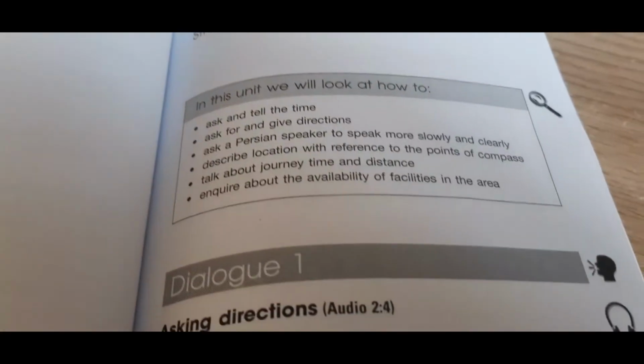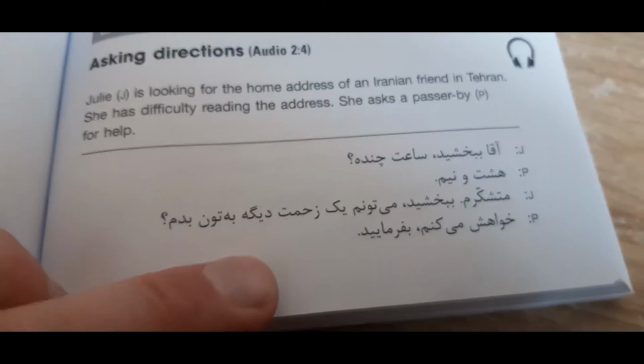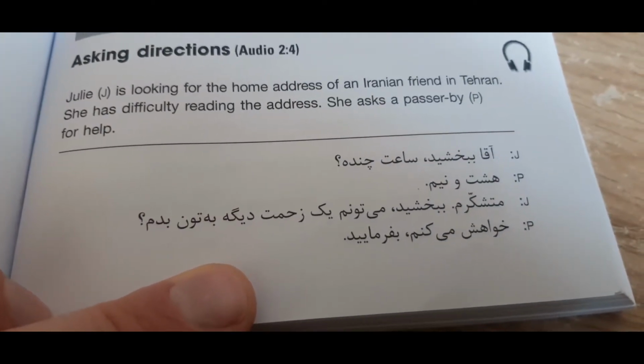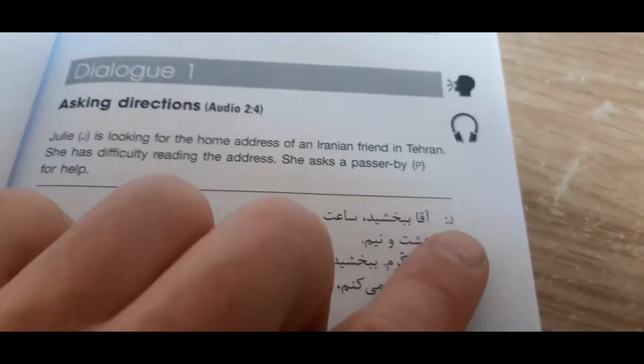Then I continued doing some new texts. She asks a passerby for help. What time of day is it? Why does Julie ask the passerby to repeat the directions?